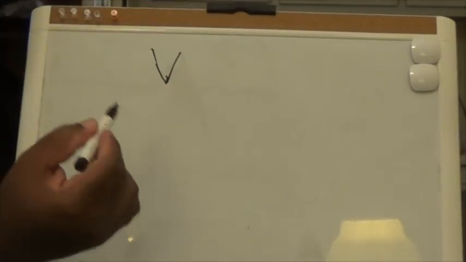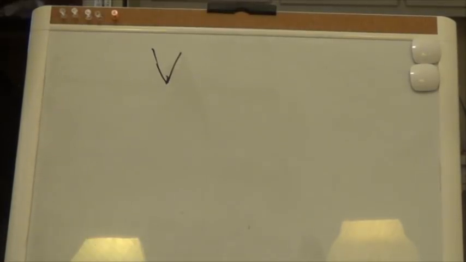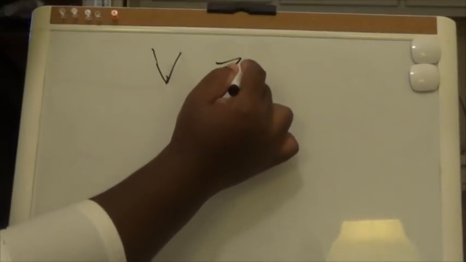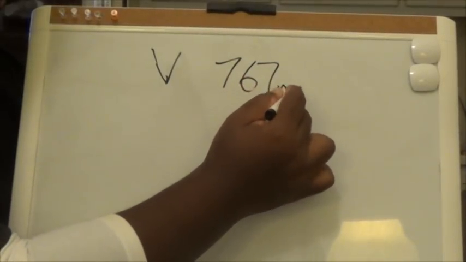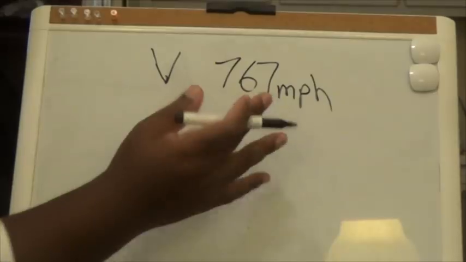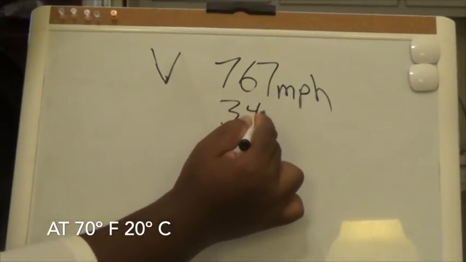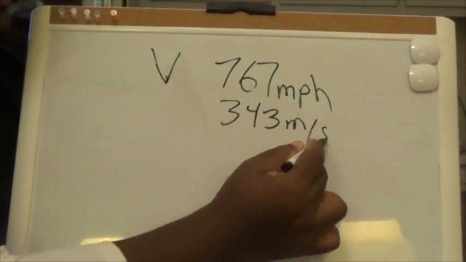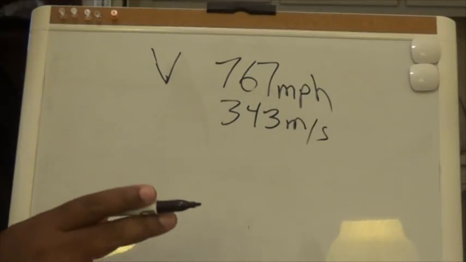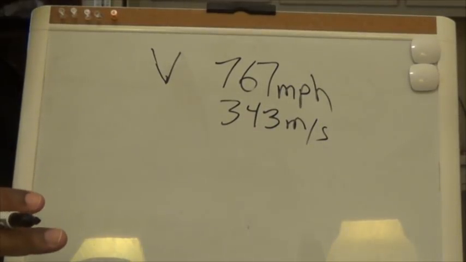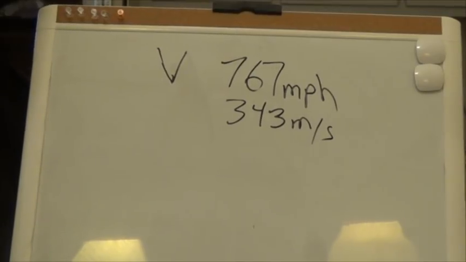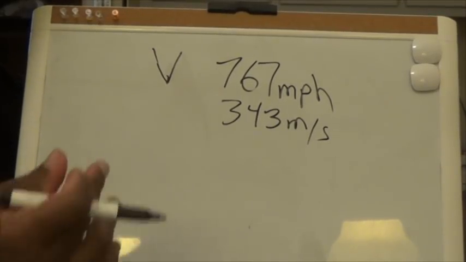But to understand this, we need to understand what the speed of sound is. So imperial system, it's 767 miles per hour. This is about 343 meters per second. Also, I'm going to stick with the imperial system because it puts us in a good, kind of like human relatable type of measurement system.